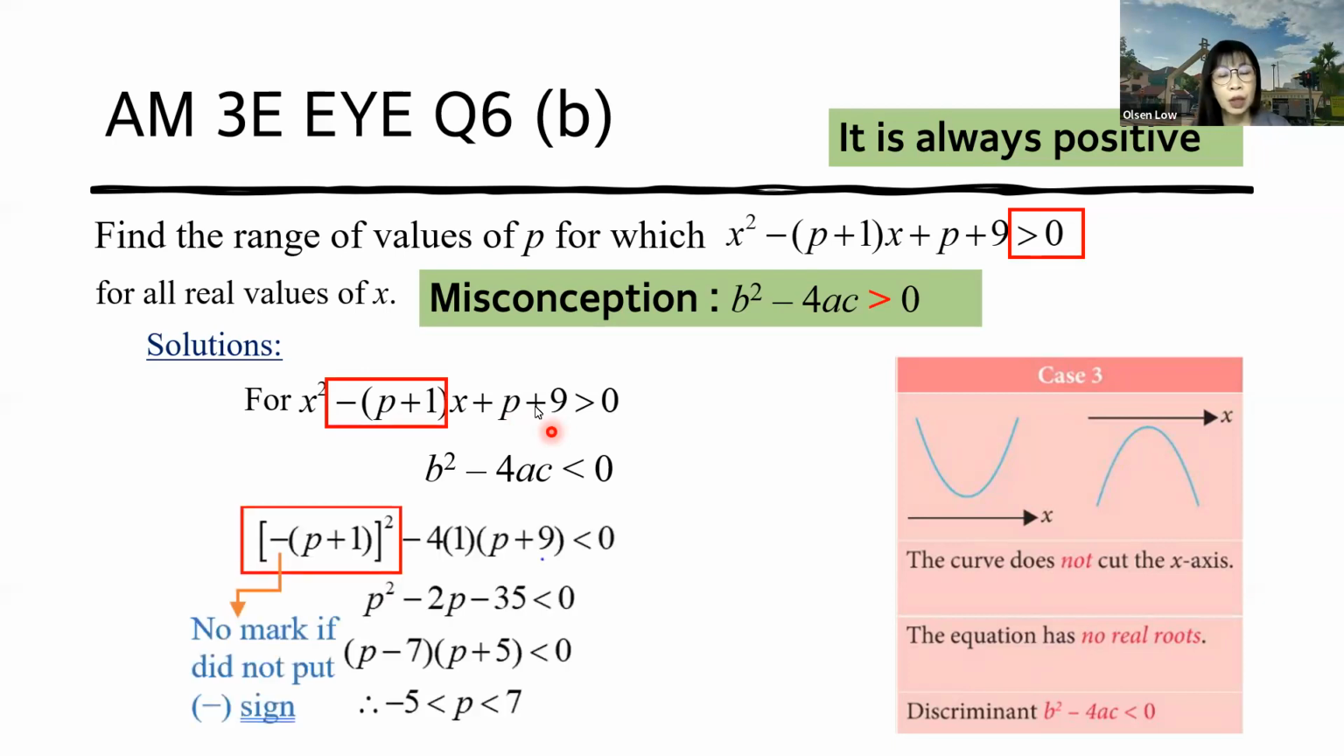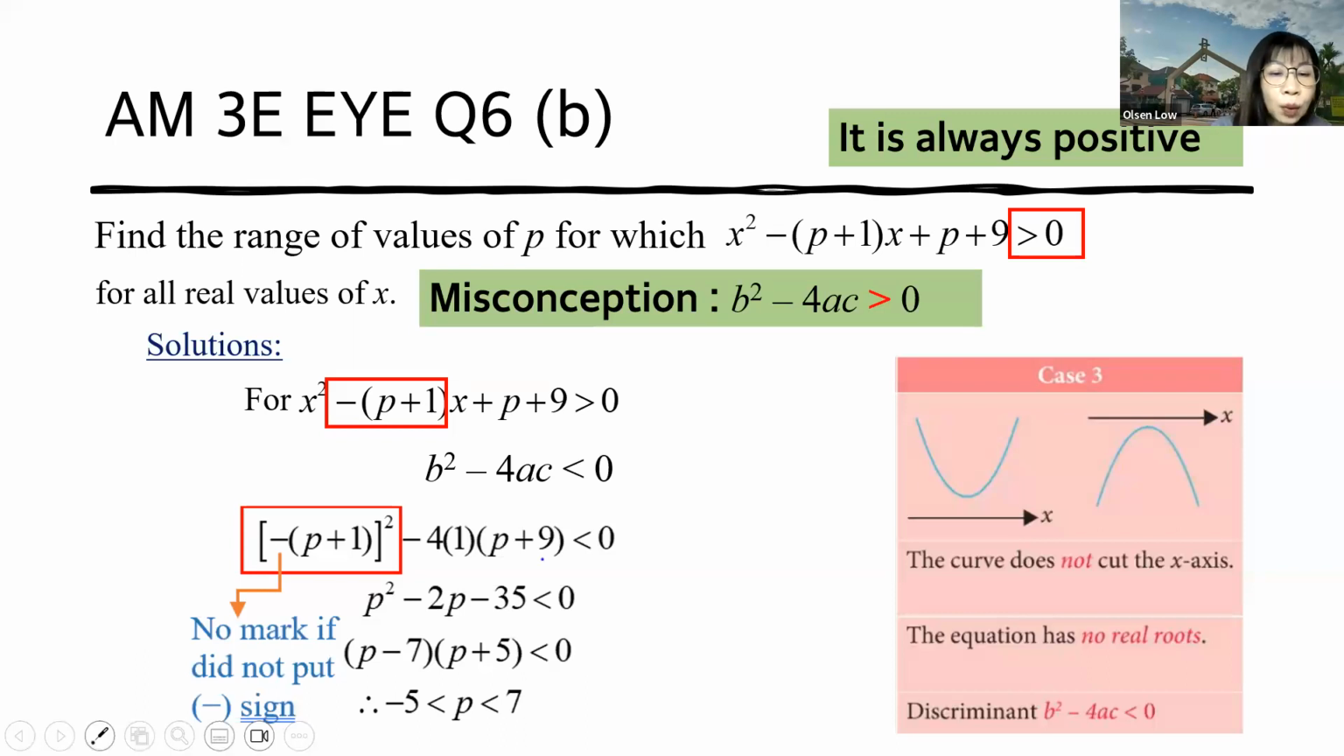I would like you to observe the common mistake done over here. For the coefficient of x, which is negative bracket p plus 1, many students simply ignore the negative sign when they substitute the coefficient of x into the expression for the discriminant, b squared minus 4ac. This is where you need to pay attention.